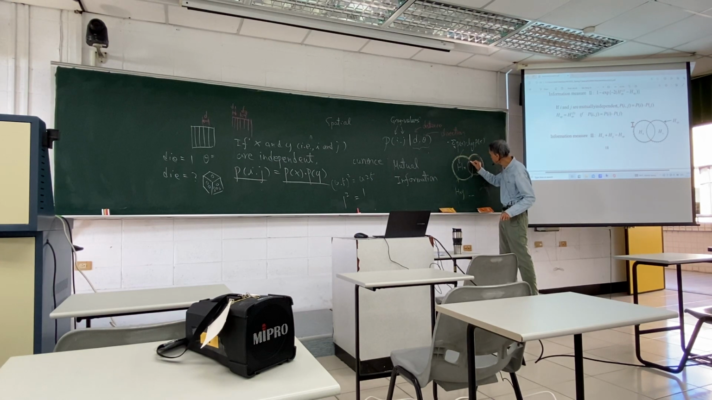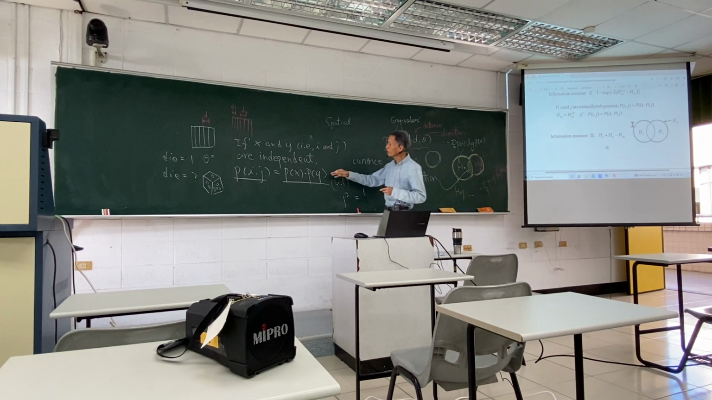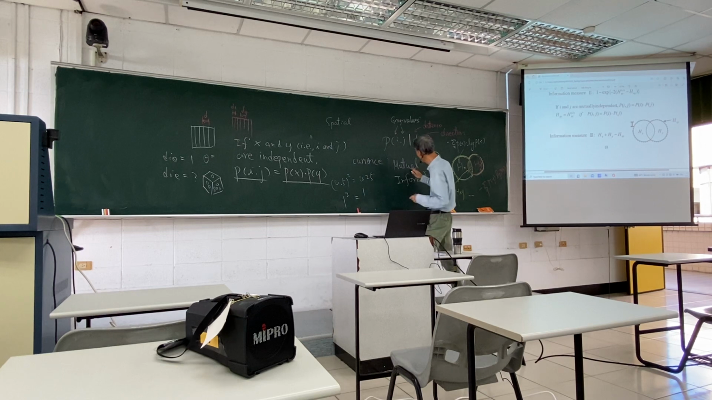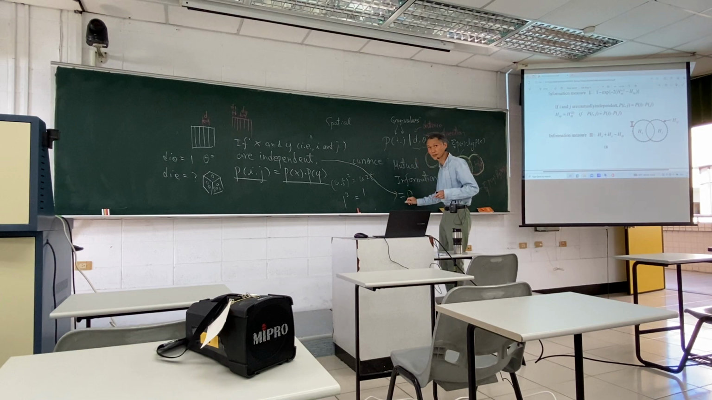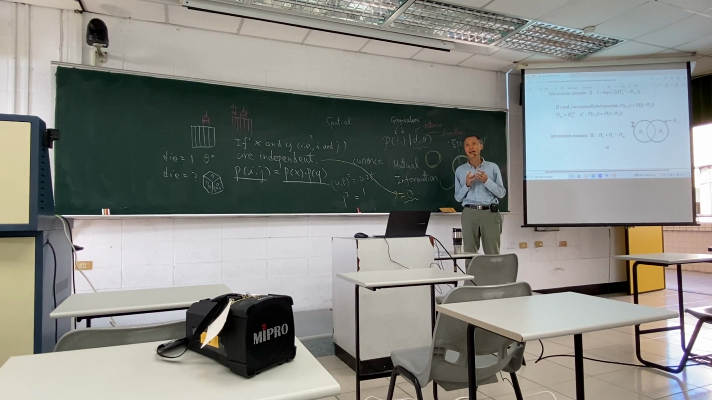And the intersection part is the so-called mutual information, okay? So if there's no difference between I and J, the mutual information will be equal to 1. No, I'm sorry, it will be very large because they overlap each other. But if I and J are truly independent, then the mutual information will be equal to 0, which means there's no common information at all, okay?